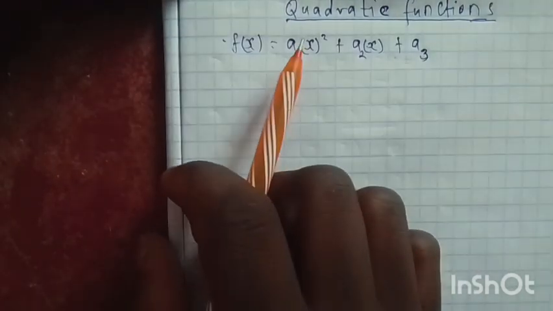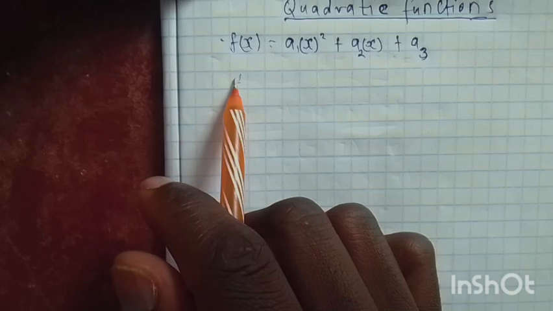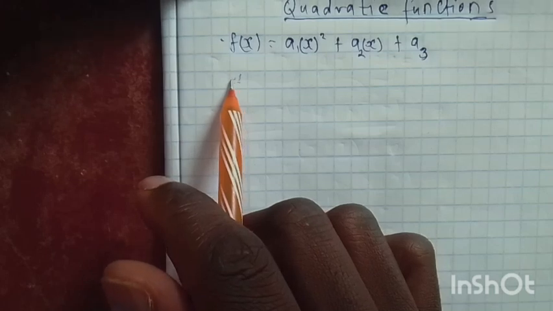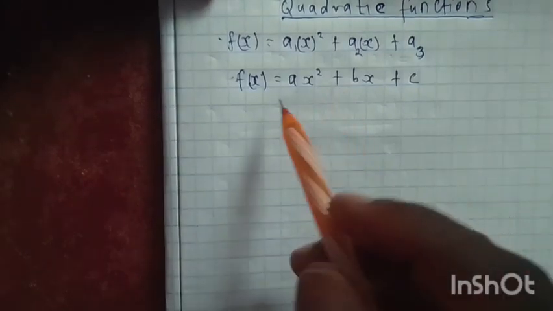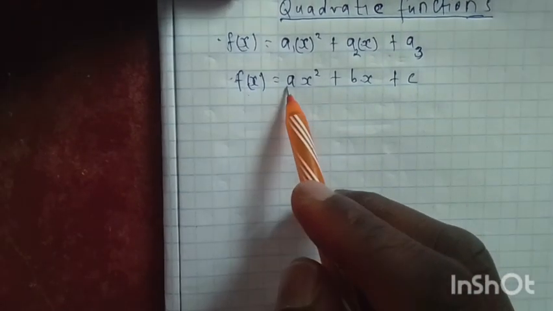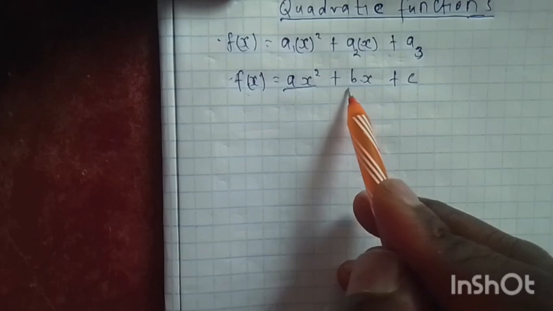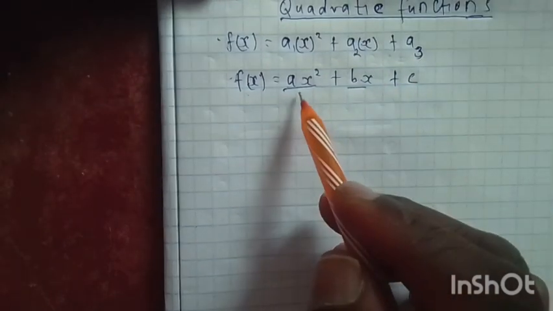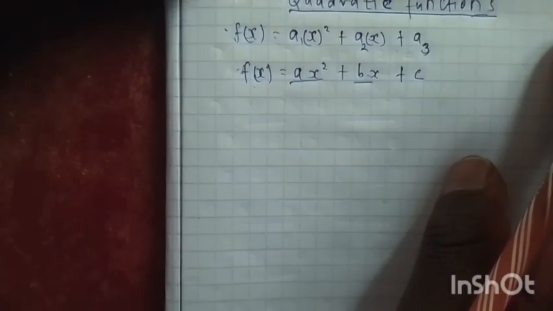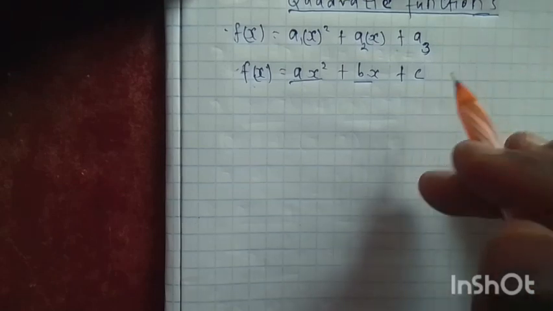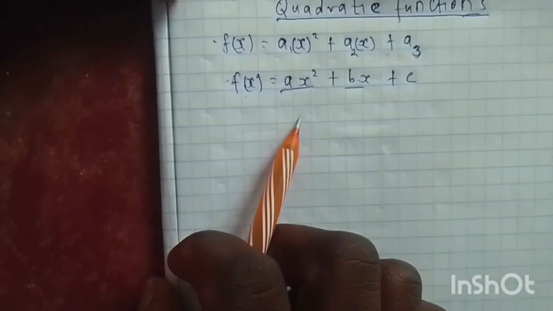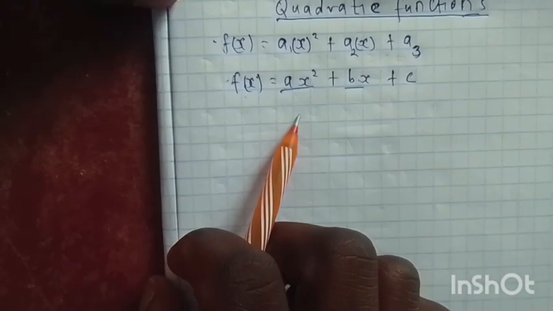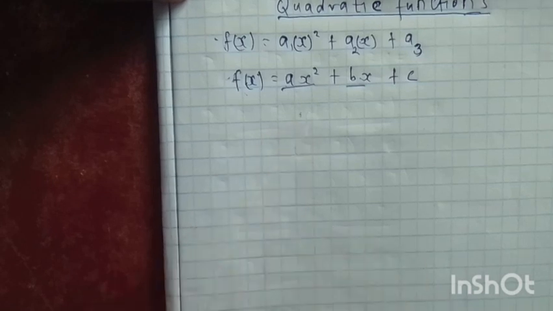As we said earlier, a quadratic function is a function of the second order, that is, a polynomial of the second order written in this form. It is also presented in this form: f(x) equals ax squared plus bx plus c, where a is the coefficient of the square of x, b is the coefficient of x, and c is the constant. We want to solve quadratic equations, and there are 3 methods of solving them.